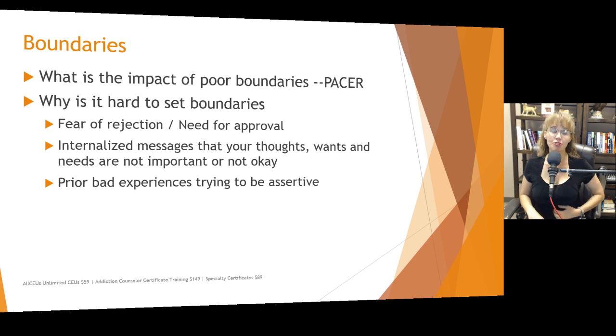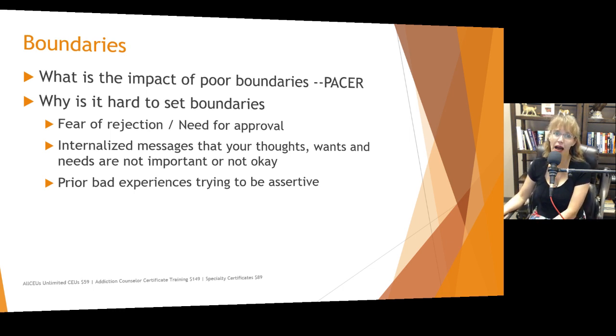Another reason it's hard to set boundaries comes from internalized messages that your thoughts, wants, and needs are not important or not okay. And that may have come from your family of origin. That may have come from your peer group. It could have come from a lot of different places. And you need to check where those messages are coming from. When you start saying, my thoughts don't matter, my feelings don't matter, ask yourself, who says? Where is that message coming from in the back of your head? And why is it not okay for you to set boundaries?